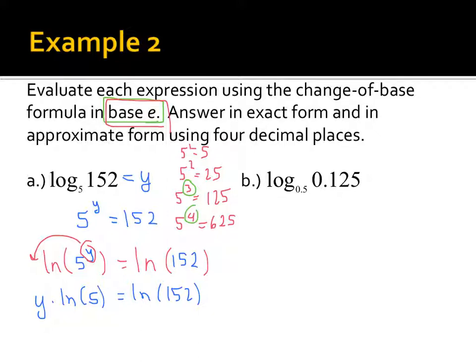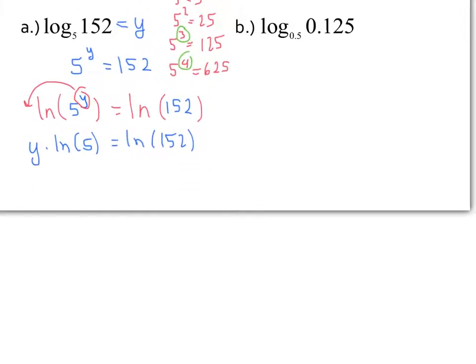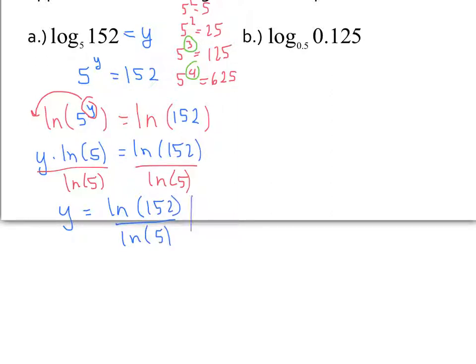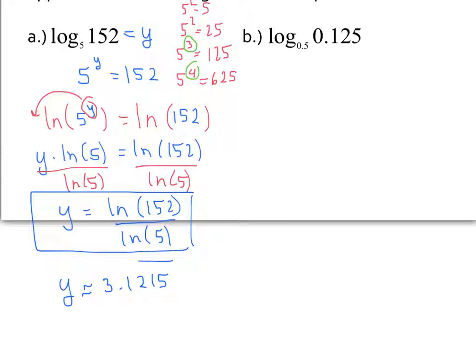All right, what does that mean? Well, now it means I can divide by the natural log of 5. So let's divide by the natural log of 5 here, and here. And I get that y is equal to the natural log of 152 over the natural log of 5. So this is my exact answer. And then for my approximation, we plug this into the calculator, and the calculator says 3.1215. And that's my second answer.